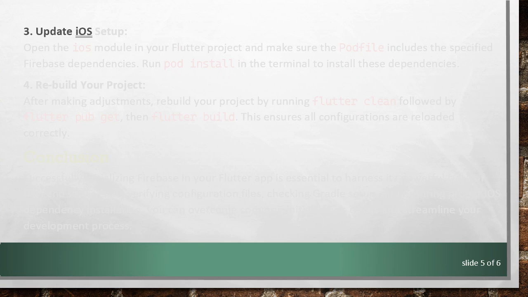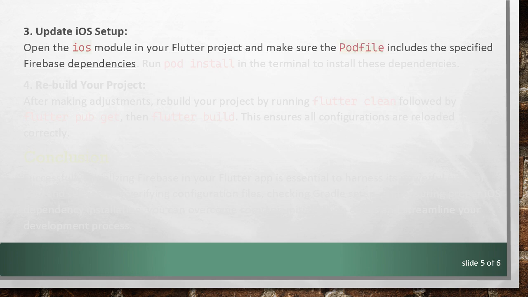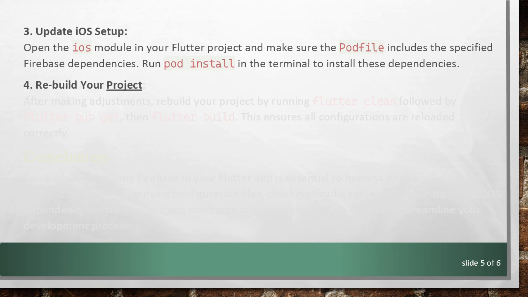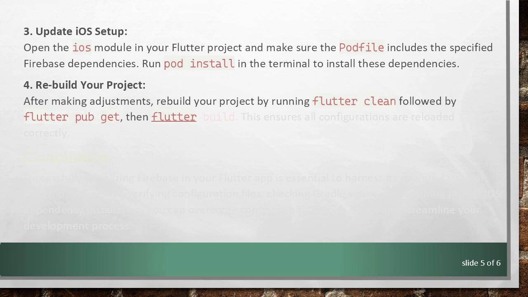3. Update iOS setup. Open the iOS module in your Flutter project and make sure the Podfile includes the specified Firebase dependencies. Run pod install in the terminal to install these dependencies. 4. Rebuild your project. After making adjustments, rebuild your project by running flutter clean followed by flutter pub get, then flutter build. This ensures all configurations are reloaded correctly.